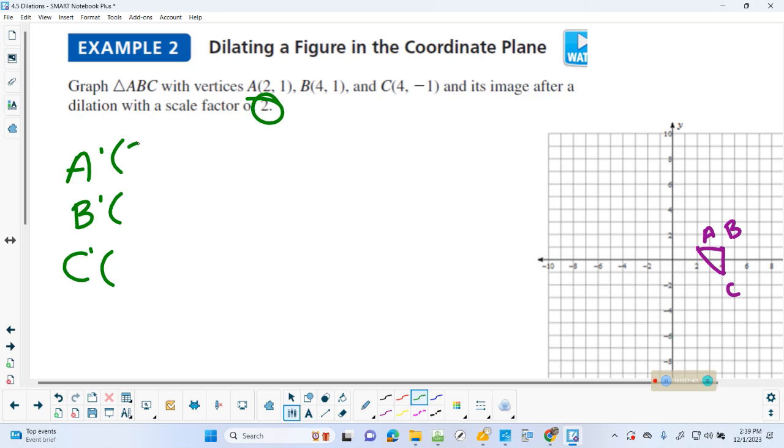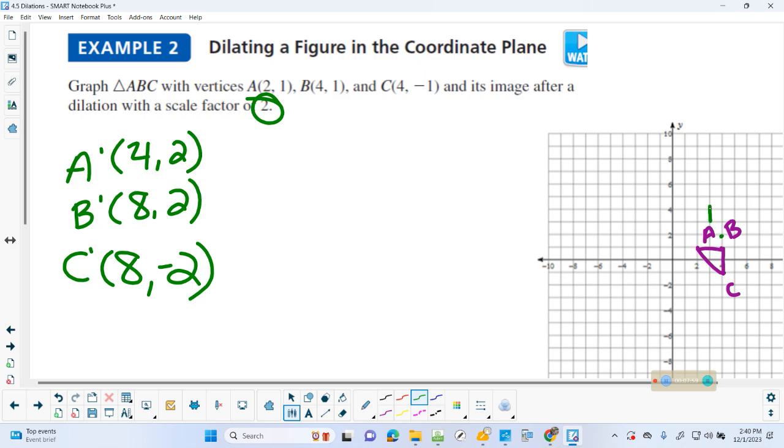2 times 2, 2 times 1. 2 times 4, 2 times 1. 2 times 4, 2 times -1. Now when I plot those green coordinates, it should be twice as big. Say 8, -2. Got it. Does the green look twice as big? Sure, sure. So it is an enlargement, and this is how we do a dilation.